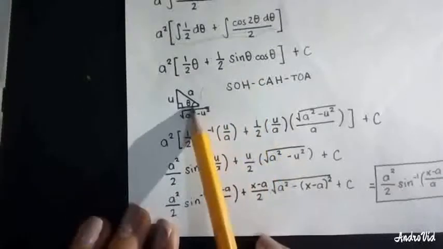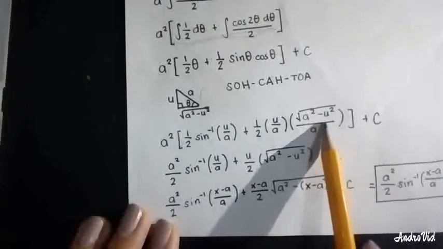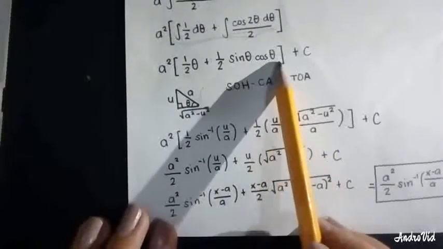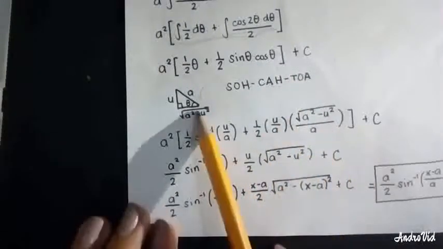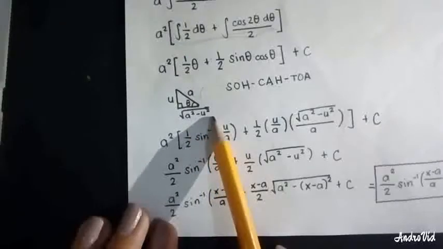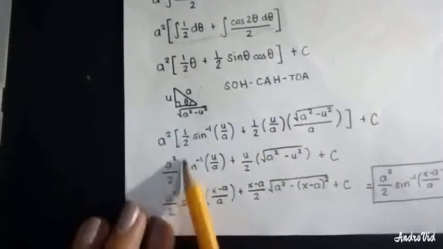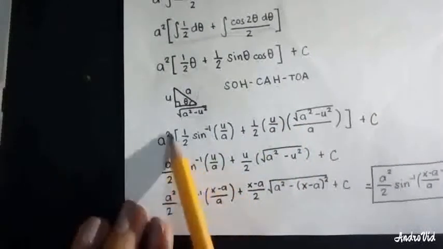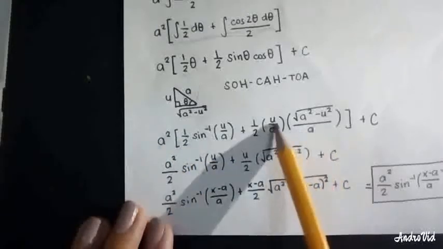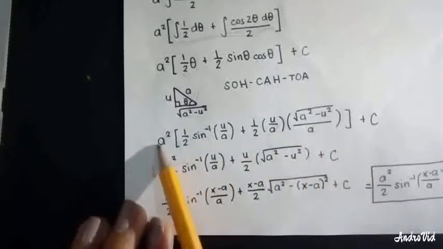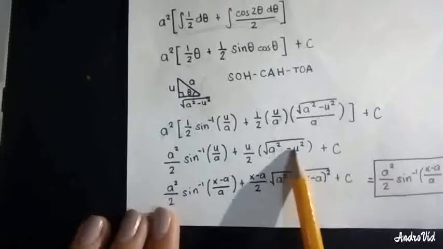Since sine theta is just equal to opposite over hypotenuse, that would be u over a. Then cosine theta is equal to adjacent over hypotenuse. Adjacent is the square root of a squared minus u squared. Hypotenuse is a. So distribute a squared. We have a squared over 2 sine inverse. In here we're going to cancel out a squared, since we have two a's in the denominator and a squared in the numerator. So that would leave us u over 2 times the square root of a squared minus u squared.